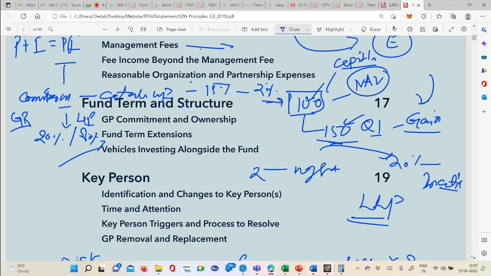And apart from that, there are key persons, identification and changes to key persons, time and attention, key person trigger, process to resolve, general partners' removal and replacement, fund management. This can be raised by the investors as well sometimes. They cast the vote for the general partners and they are appointed. So this business works the way private or public limited companies work, the similar way the fund business works. There is no change in it.